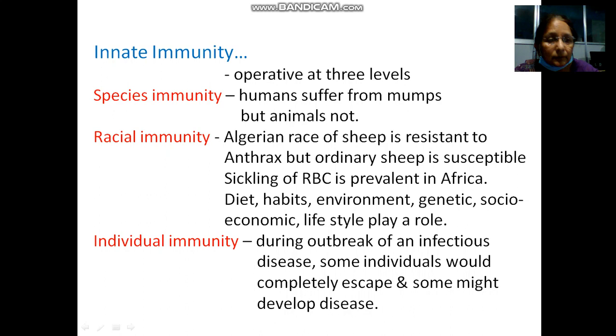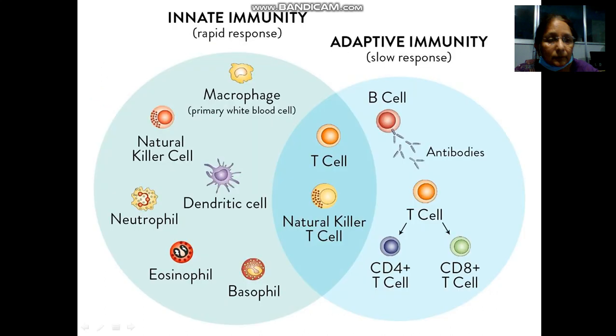Individual immunity: during an outbreak of an infectious disease, that is a pandemic, some individuals would completely escape and some might develop the disease, such as right now it is happening during the corona pandemic. Some are having disease and succumbing to it, and some are having none at all or only a mild type of the disease.